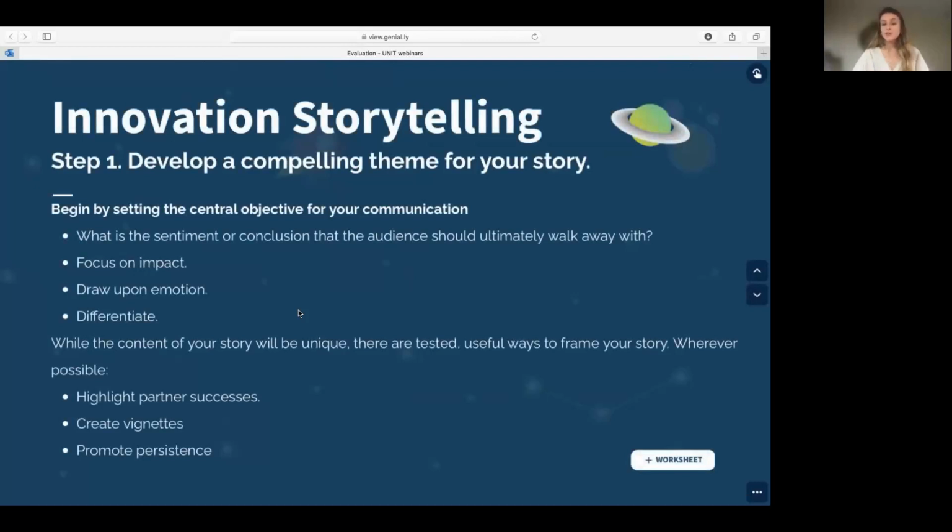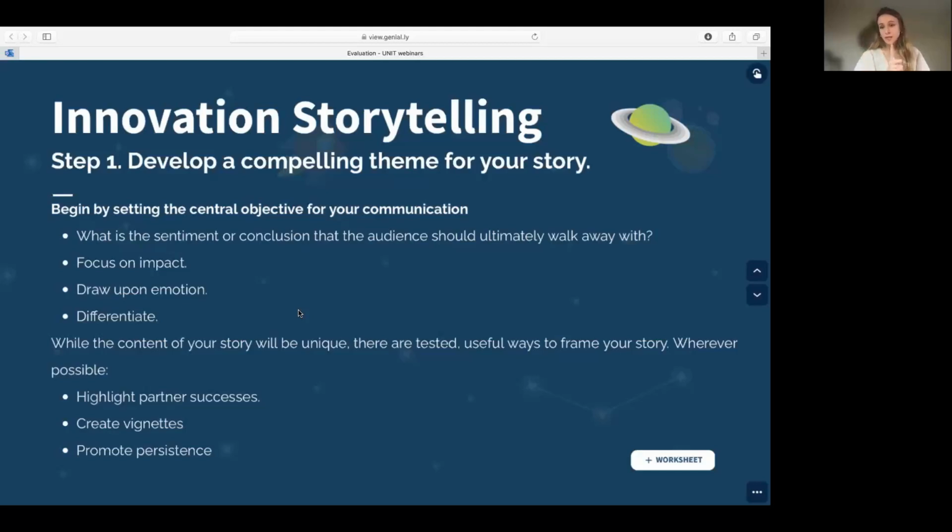The first step is to develop a compelling theme for your story. What does this mean? To set and select the central objective that the whole story will be formed from. For this central objective for your communication, we encourage you to ask yourselves, your team, your unit, this question: what is the sentiment or the conclusion that the audience should ultimately walk away with? And this question will highly support the creation of this central objective.